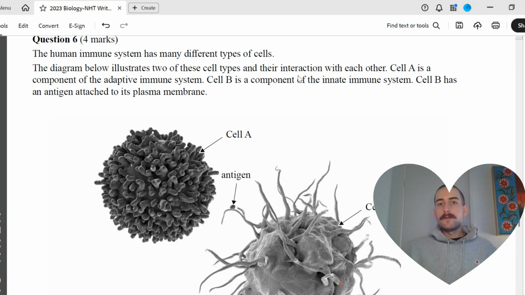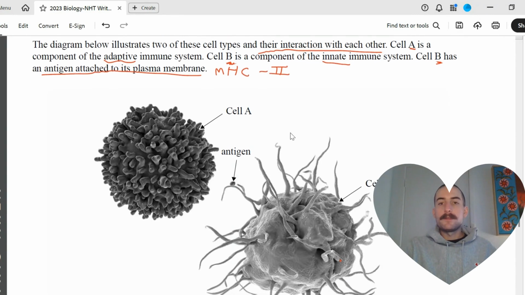So we've got here that they're interacting with each other, which will maybe be a big giveaway for us here. Cell A is adaptive, so we're thinking cell mediated or we're thinking humoral, one of the two. Cell B is innate. It also tells us here that cell B has an antigen attached to its plasma membrane, which potentially suggests that it has an MHC2 marker. There's a few pieces of information there that I think are going to help us.